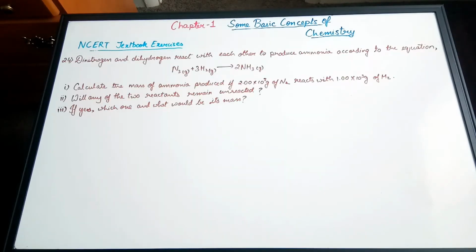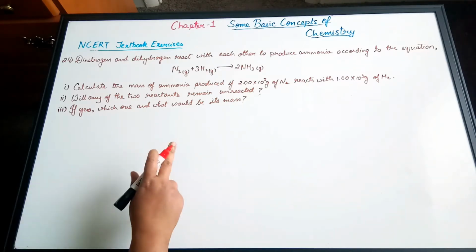Question number 24. Dinitrogen and dihydrogen react with each other to produce ammonia, according to the equation N2 plus 3H2 gives rise to 2NH3. We need to calculate the mass of ammonia produced when 2.00 into 10 to the power 3 grams of dinitrogen reacts with 1.00 into 10 to the power 3 grams of dihydrogen. And is there any amount of reactant which will remain unreacted? If yes, which one is going to remain unreacted, and what will its mass be?